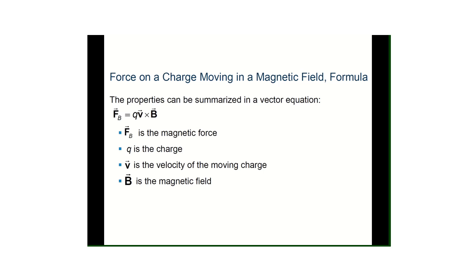The formulation to calculate the magnetic force on a charge moving in the presence of a magnetic field can be described as follows. FB is equal to Q V cross B, where FB is the magnetic force, Q is the charge, V is the velocity of the moving charge, and B is the magnetic field.